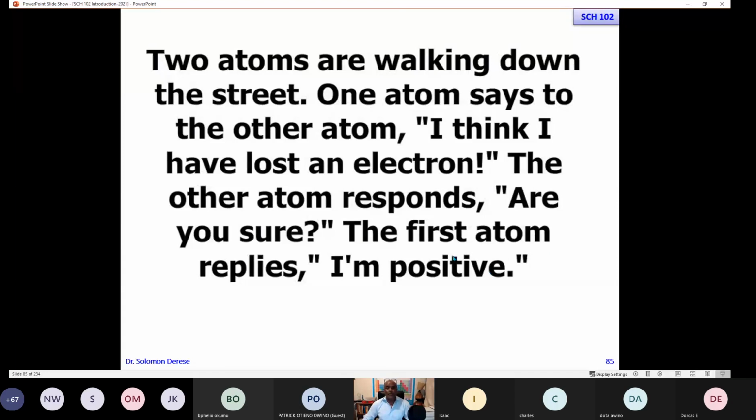All the same, when atoms lose electrons, they become positively charged. You remember during the chemical bonding process, electrons are going to be gained or lost. When electrons are lost, a positive ion is formed. When electrons are gained, a negative ion is formed.